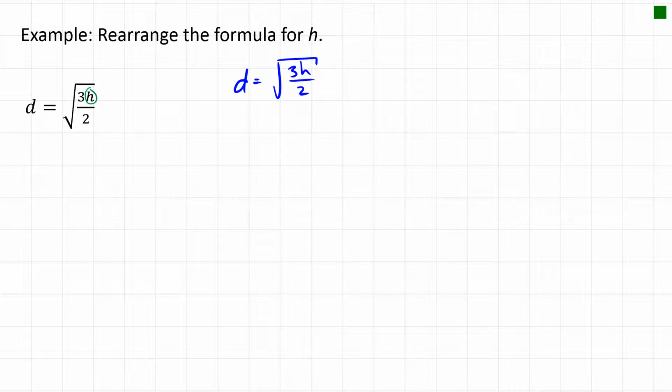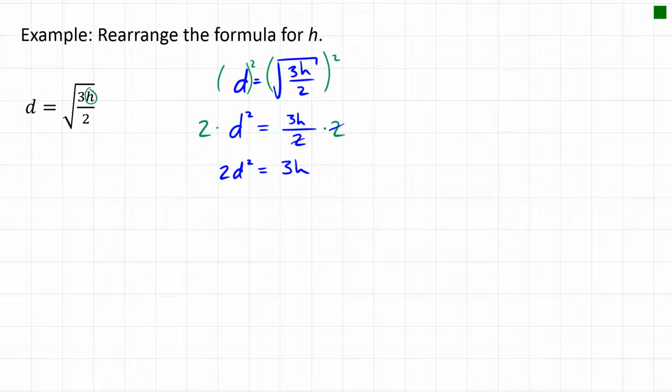And to solve it, we're going to square each side of the equation so that h is free and not stuck underneath that radical anymore. So on the left-hand side, I have d squared. On the right-hand side, my radical goes away, and I have 3h over 2. Well, what's the next thing I need to do to get h all by itself? I'll start by multiplying each side by 2. So then I have 2d squared is equal to 3h.